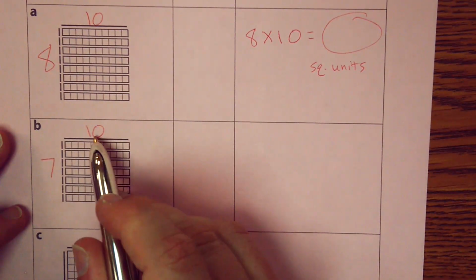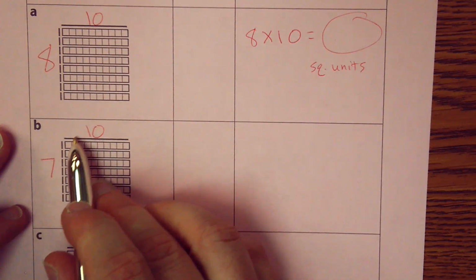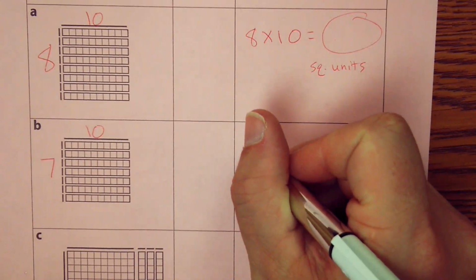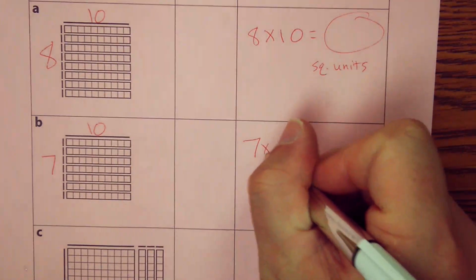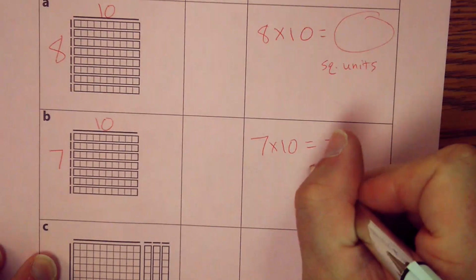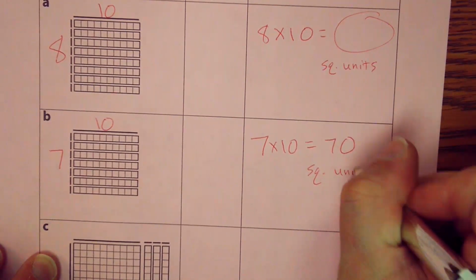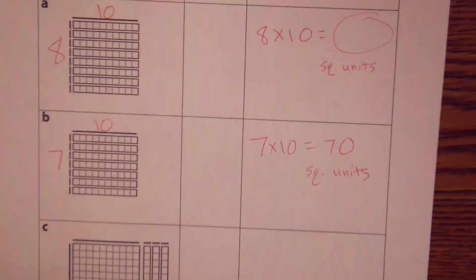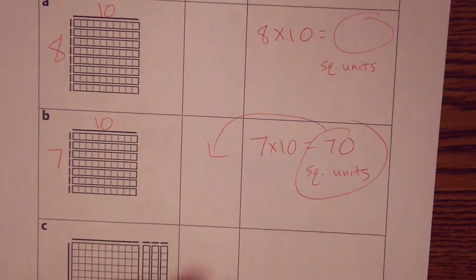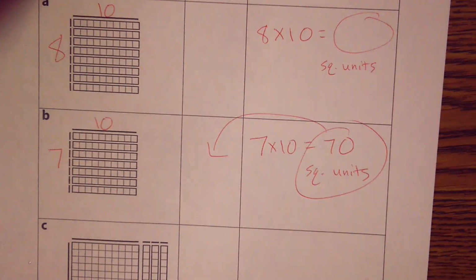Let's set up our equation to find area. We multiply the what? Hopefully you said dimensions. So I have 7 times 10 is 70. Don't forget to label it, square units. And then you're going to move that answer into this box. Make sure you do that. Pause this video if you need to.